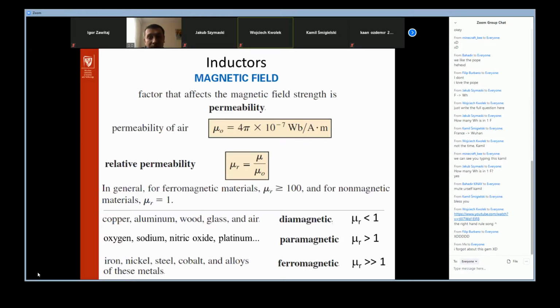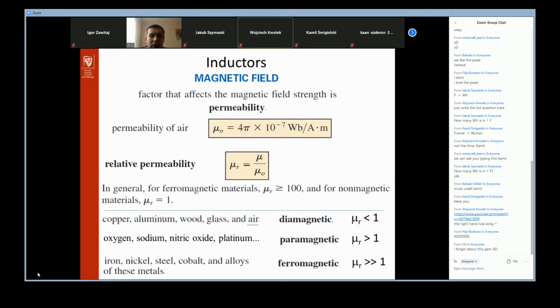This permeability is also given according to some reference. For this case, the reference is the air. Of course, in Europe you can say that this is the permeability of vacuum. However, it is the same. So the relative permeability μr is given by μ over μ zero. μ zero is the permeability of air.